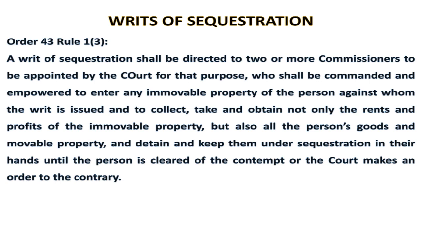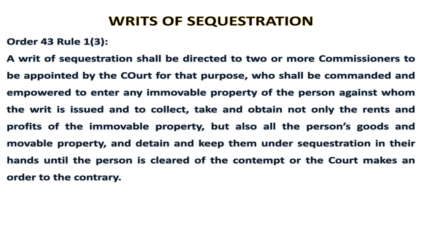So before we can bring sequestration, first of all, according to Order 43 Rule 5, there must be something that you are ordered to do that you fail to do. It means that you have disobeyed the court, so you are in contempt of court. So to compel you to respect the court, the rule says that a sequestration shall be directed to 2 or more commissioners to be appointed by the court for that purpose, who shall be commanded and empowered to enter any immovable property of the person against whom the writ is issued, and to collect, take and obtain not only the rents and profits of the immovable property, but also all the person's goods and movable property, and detain and keep them under sequestration. Now focus.